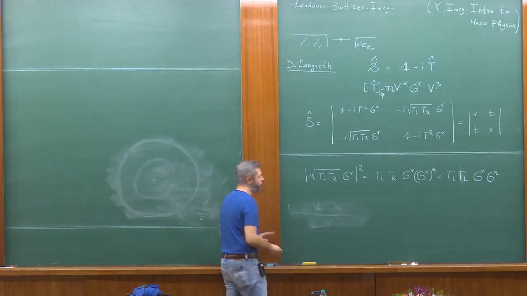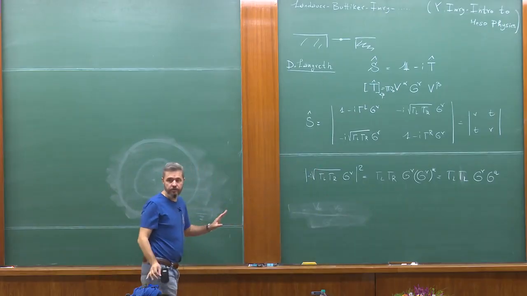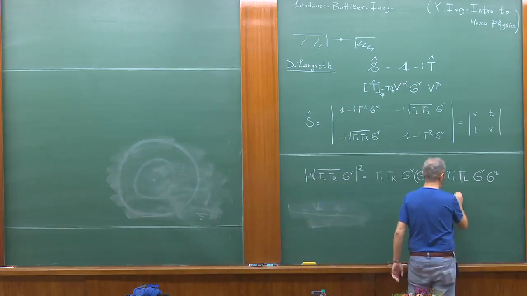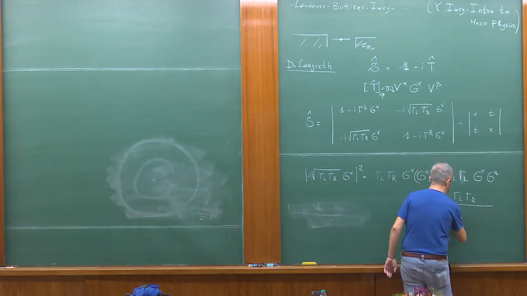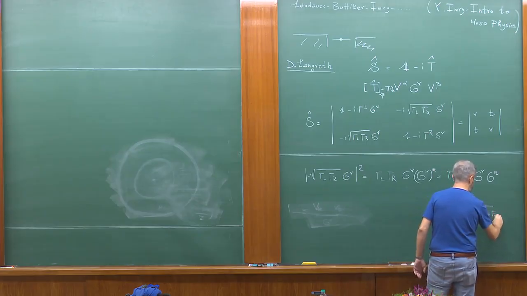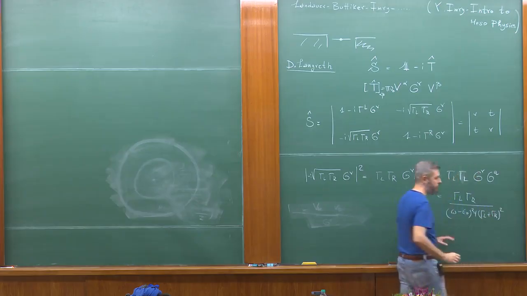Right, so bottom line, this is how you calculate your transmission. And all of this is true for non-interacting electrons, right? So let me point out that this is gamma left times gamma right over omega minus epsilon naught squared plus gamma left plus gamma right squared. So that's what it is.